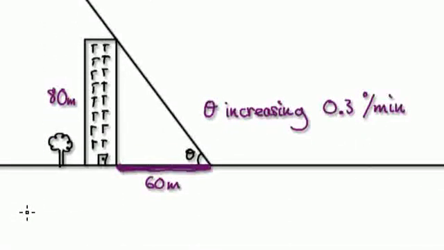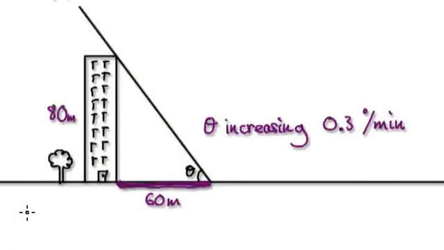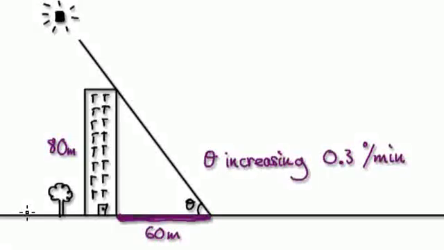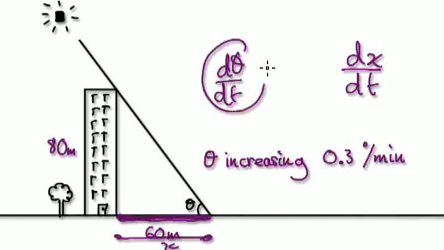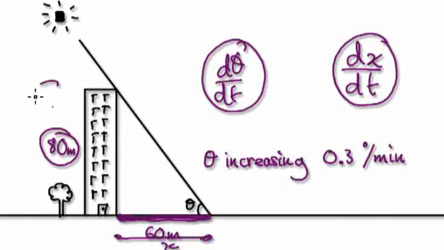So to do this here, try and understand what's going on. You've been given d theta by dt, and really you want to know, let's call this distance here x, you want to know dx by dt. So you've been given d theta by dt, and you want to know dx by dt. The height of the building is a constant. It's always the same.